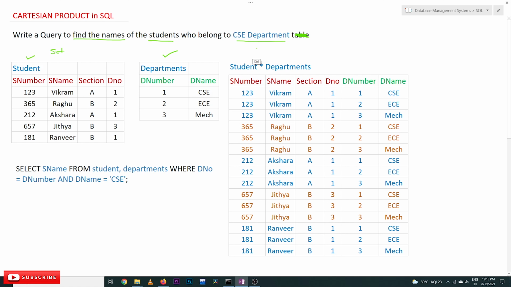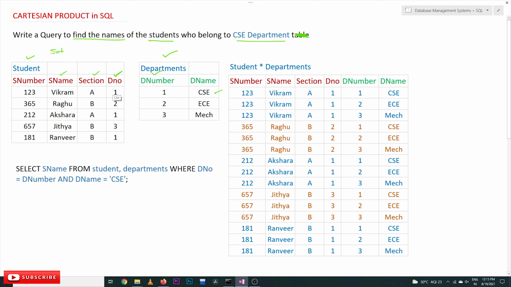What the query is stating is that we have to find the names of the students who belong to the CSE department. We know that the department is CSE, and there is a relationship between these two tables. In what way are they related? See here, D number and D number. These are the columns of the student table: student number, which is the primary key, where all values are unique, student name, the section to which the student belongs, and the department to which the student belongs.